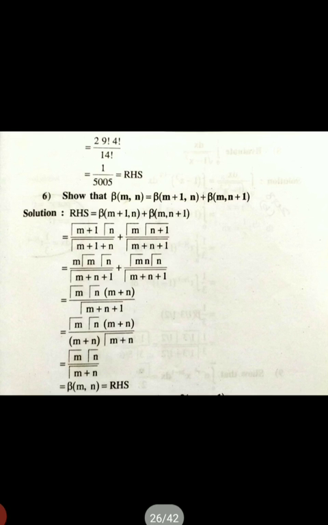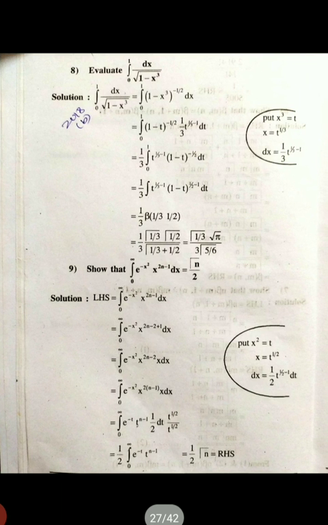Applying once again the relation between beta and gamma function, we get beta of m n. So this is the proof of the example. Okay, hope you understand this example. Next, let's come to some more examples.